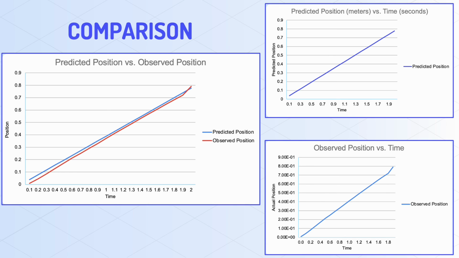So basically, the closer the time intervals are together, the more accurate and closer the two data points will be.